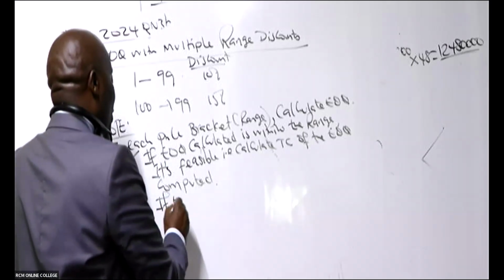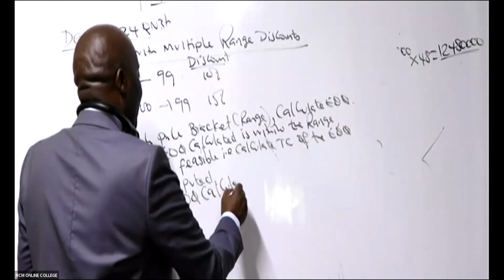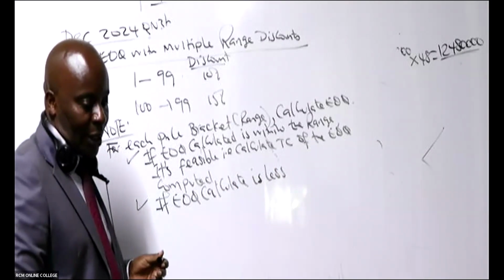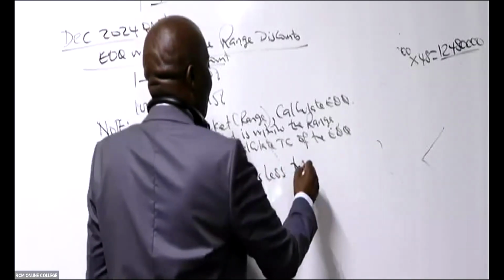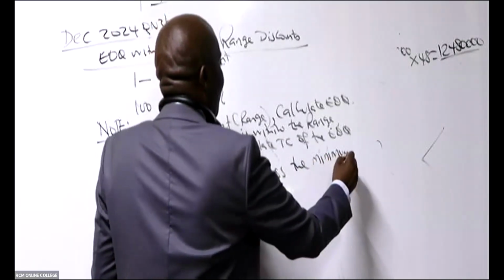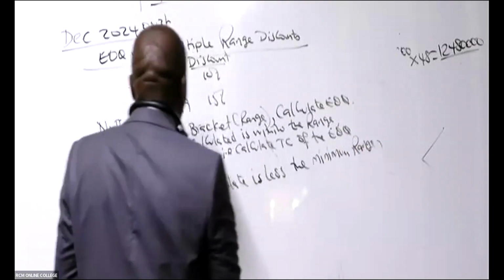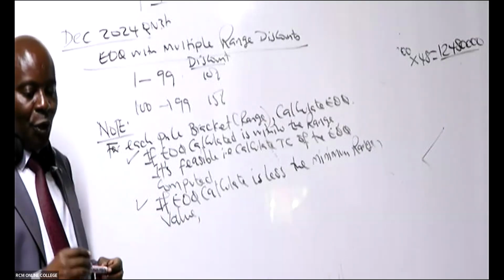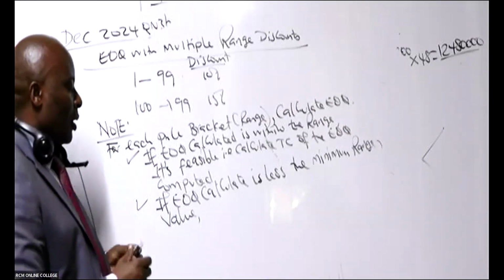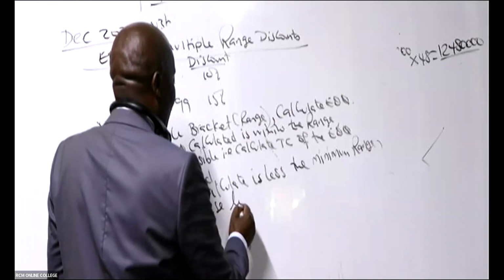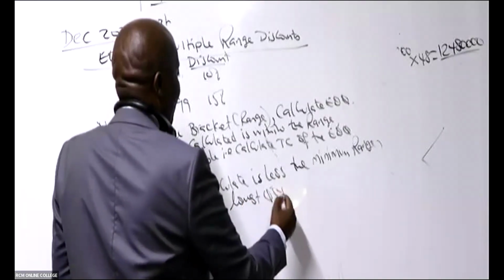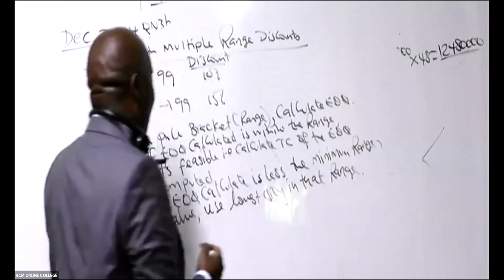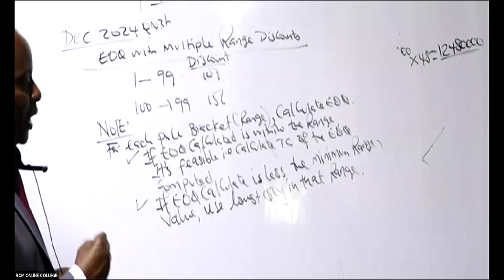Number two. If EOQ calculated is less than the minimum range value, use the lowest quantity in that range. Full stop there.